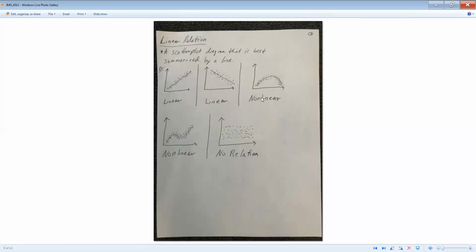In the third one, we have a non-linear relationship, which is the arc. And in the next one, we have like a wave. We still have a relationship there, a pattern, but they're non-linear. And then in the last one, we have no relation at all.